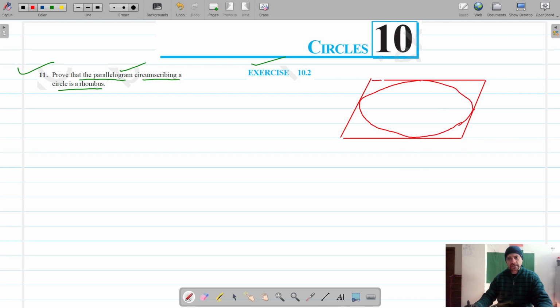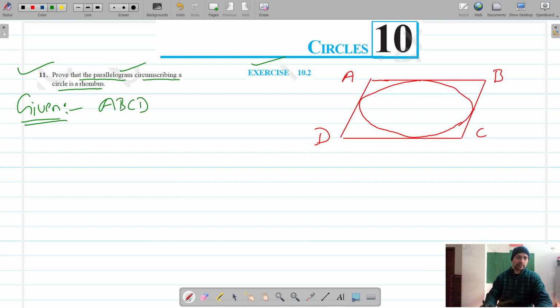This is how it is, and the name of this parallelogram is ABCD, and we have to show that it's a rhombus. So it is somewhat like this. What is given is that ABCD is a parallelogram. Parallelogram means opposite sides are equal and parallel, and opposite angles are equal. Let the points where the circle touches the four sides of the parallelogram be P, Q, R, and S.